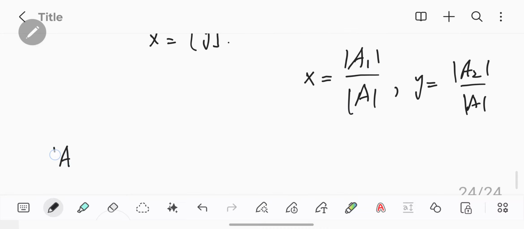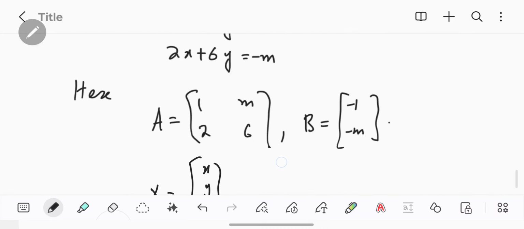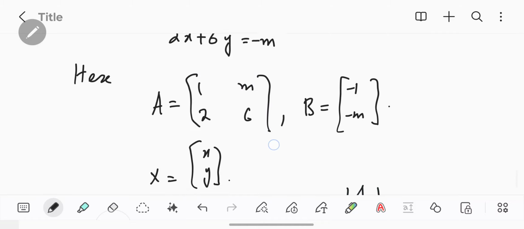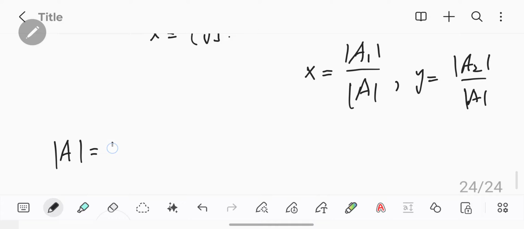So let's first find the determinant of A. What's the determinant of A? The determinant of A is just the product of these two minus the product of these two. So 1 times 6 minus 2 times m. If I solve it, it is 6 minus 2m. So this is the determinant of A.